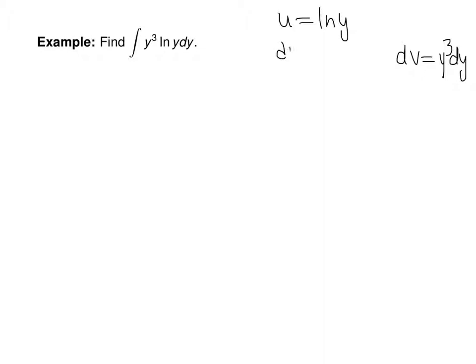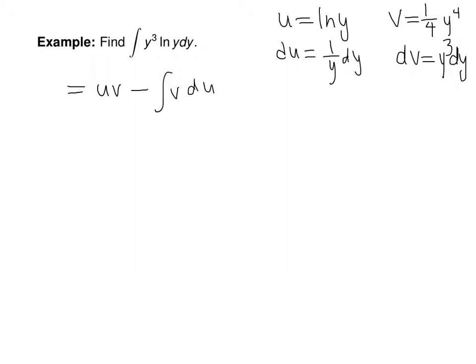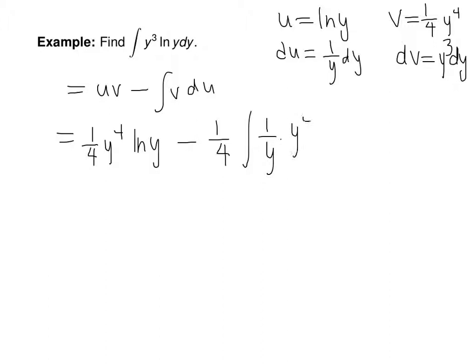That will give us du is 1 over y dy, and v is the antiderivative of y cubed, which is 1/4 y to the 4th. So this integral will be equal to uv minus integral v du. So uv will be 1/4 y to the 4th ln y minus integral v du. So we'll pull up that 1/4. Integral 1 over y times y to the 4th dy.